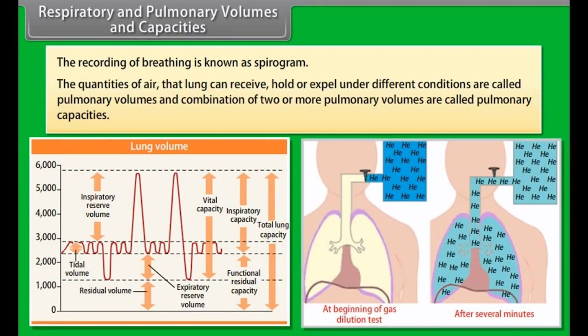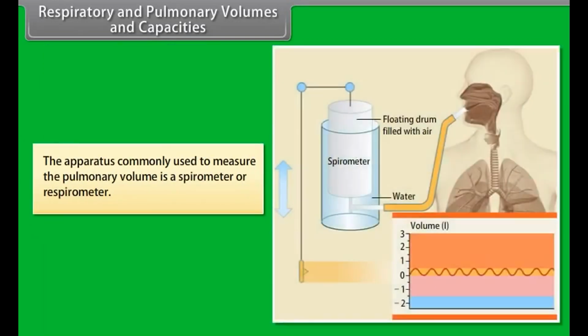The quantities of air that lungs can receive, hold, and expel under different conditions are called pulmonary volumes, and combination of 2 or more pulmonary volumes are called pulmonary capacities. The apparatus commonly used to measure the pulmonary volume is a spirometer or respirometer.